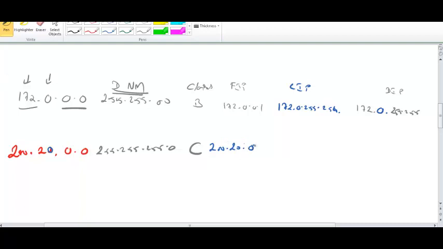200.20.0.1, sir. What is the broadcast IP? 200 dot. Very correct. 0, because it must be 255 next.